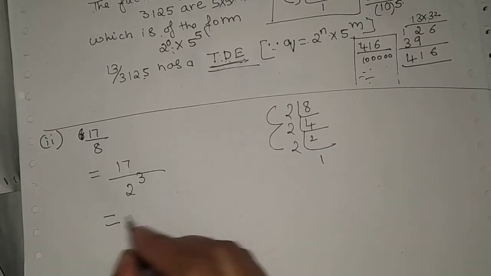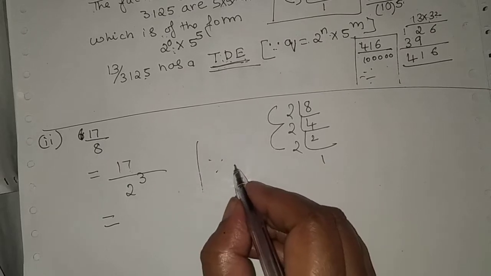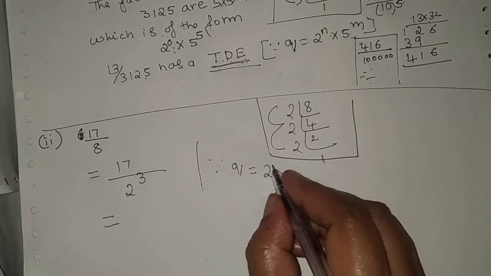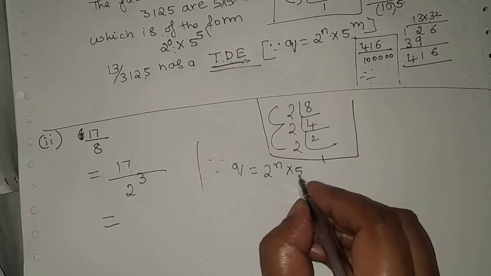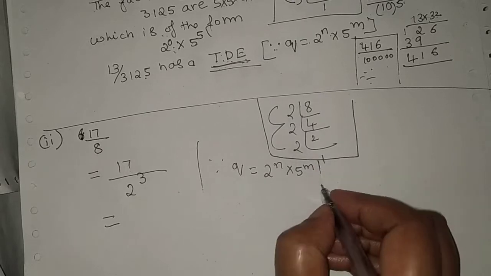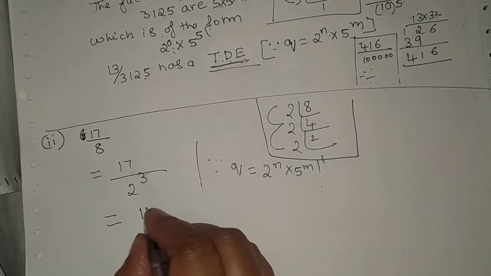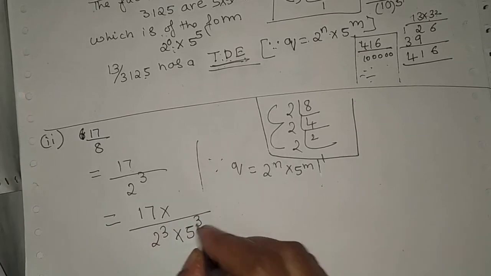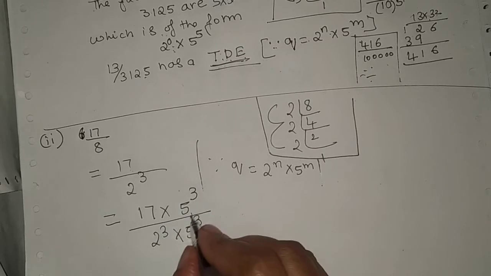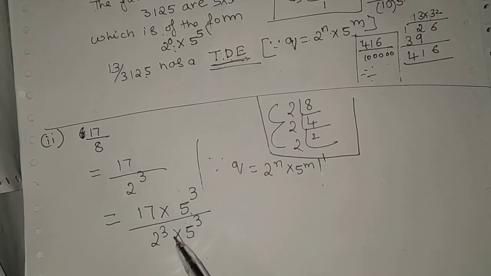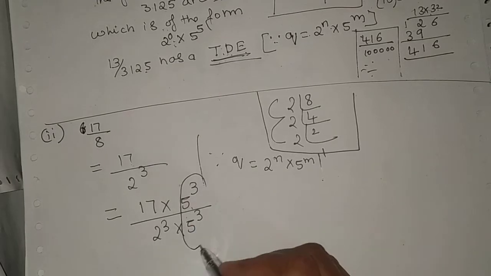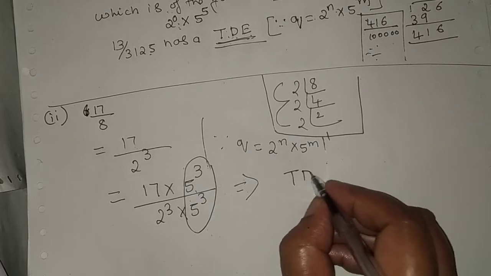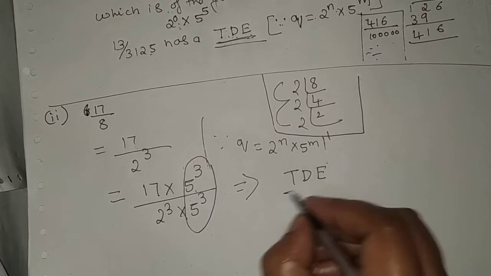So 2 cube means we have to write it in the form q is equal to 2 to the power of n into 5 to the power of m. So the next step: 17 into, here 2 cube is there, so we have to write 5 cube in both the numerator and the denominator. Now this one is in the form of TDE, that is terminating decimal expansion.